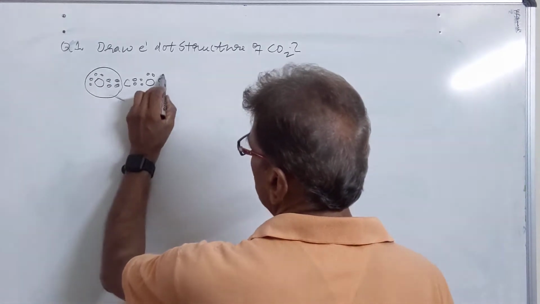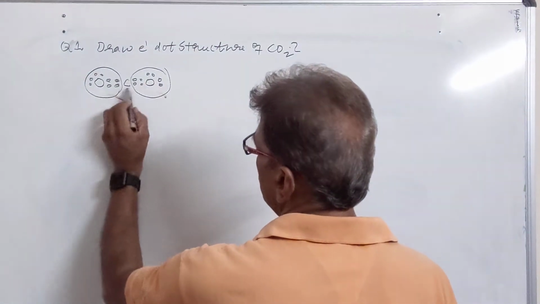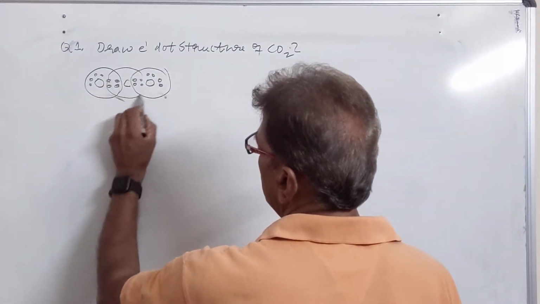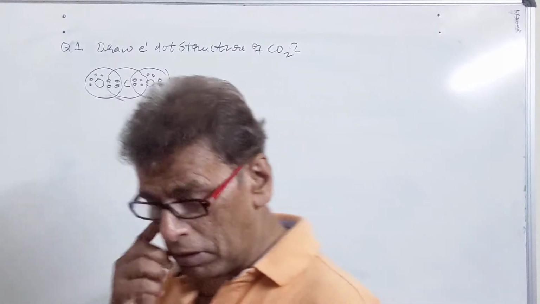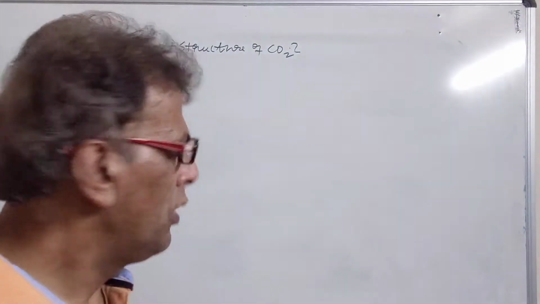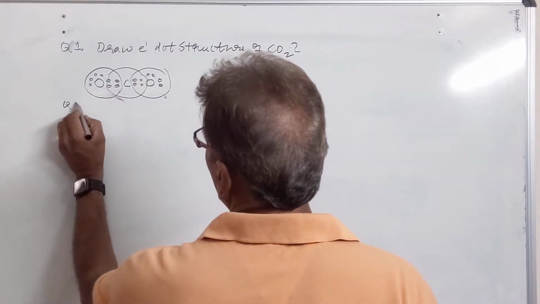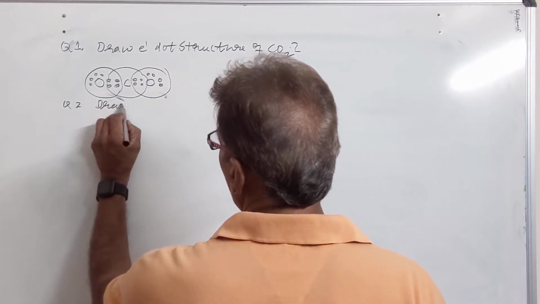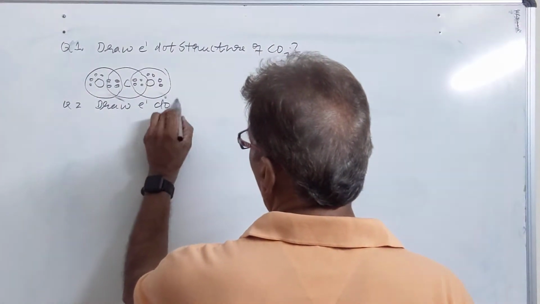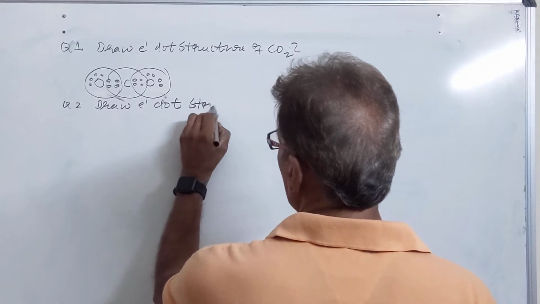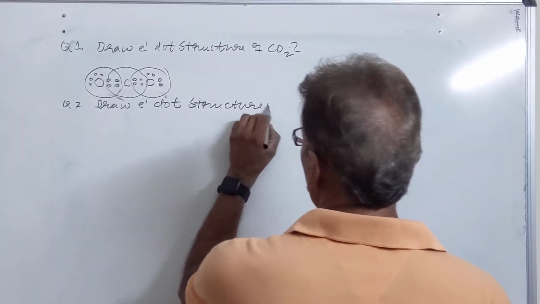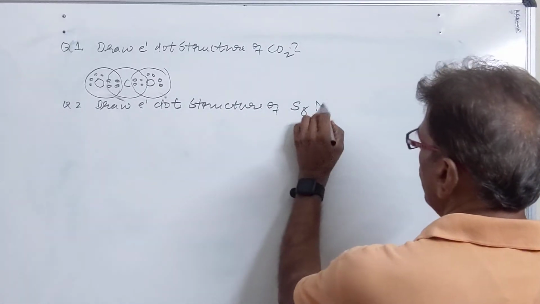All of these atoms have 8 electrons in their valence shell. So this is the electron dot structure of CO2. Then we have question number 2. Draw the electron dot structure of the S8 molecule.